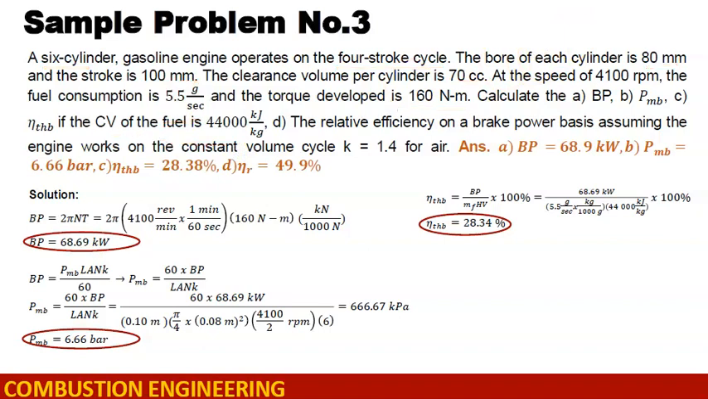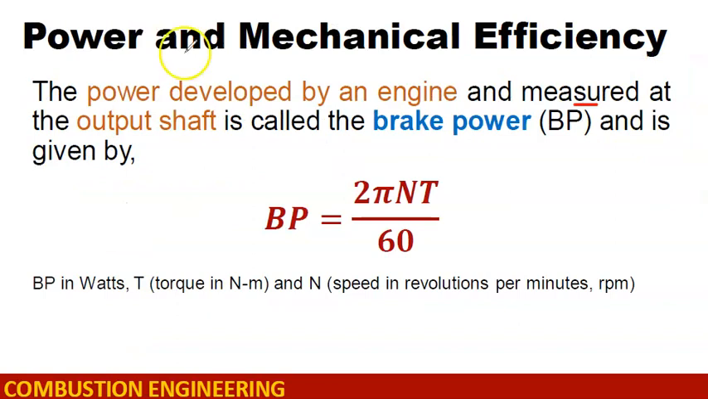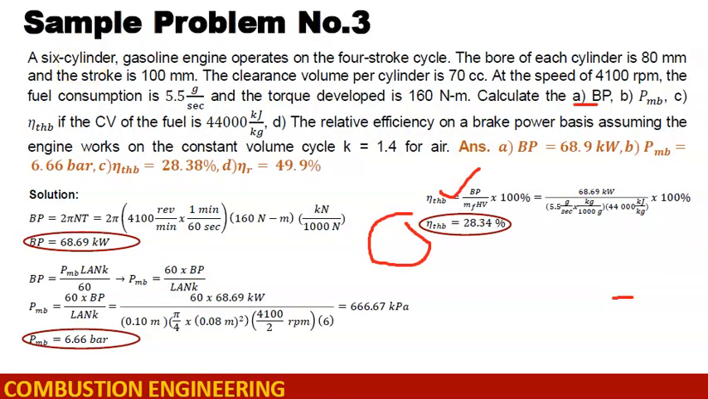So we will calculate for the BP. The brake power, going back to slide number 29, can be calculated using this formula. Brake power is just 2 pi NT. Take note, 60 is just a conversion factor from minutes in RPM to seconds. So our brake power is 2 pi N, which is 4,100. We convert minute to second, and then torque. And then we convert Newton to kilonewton so that our unit is kilowatt. So BP is 68.69 kilowatt.